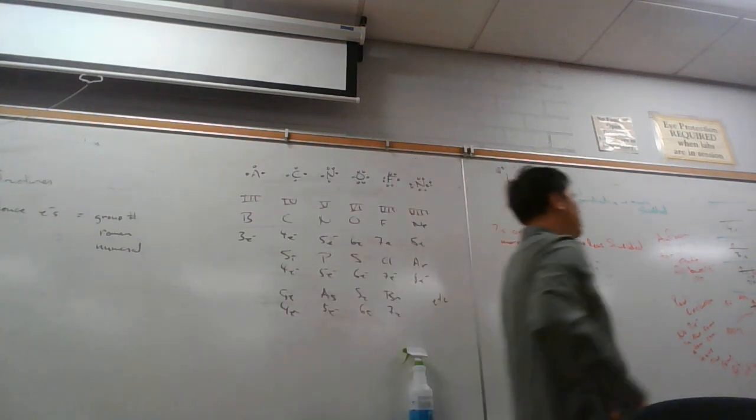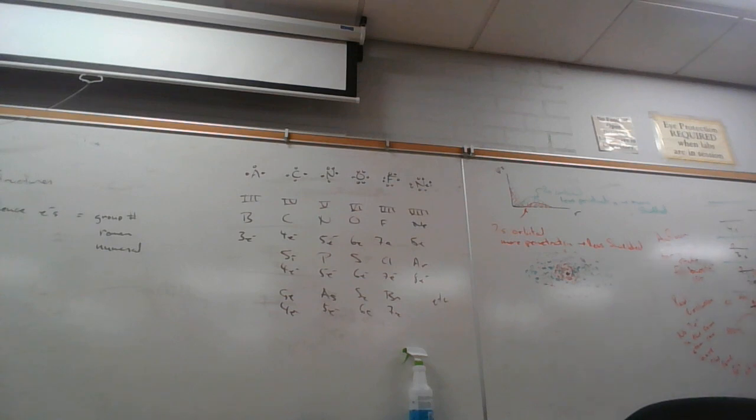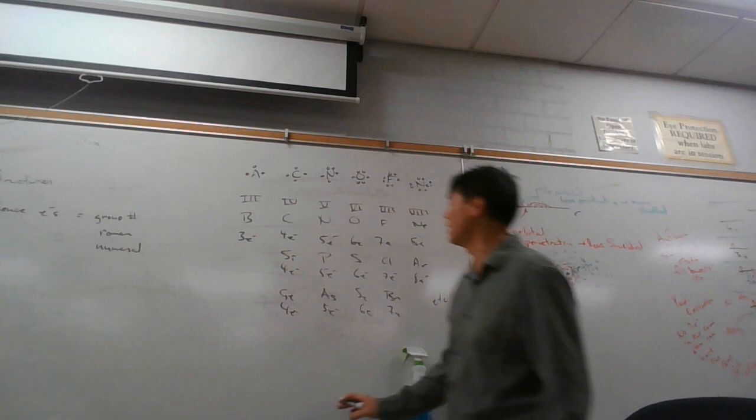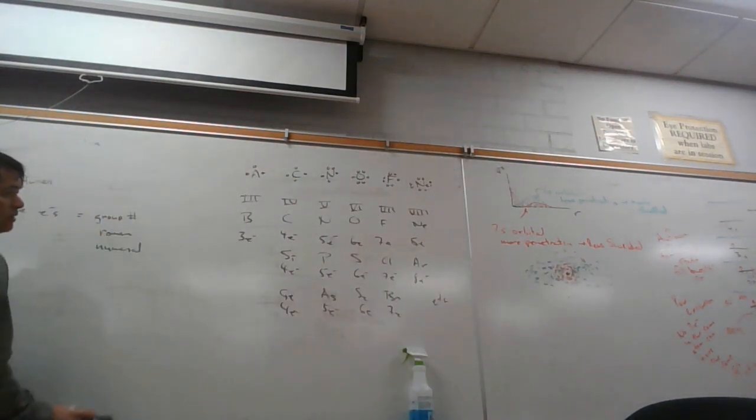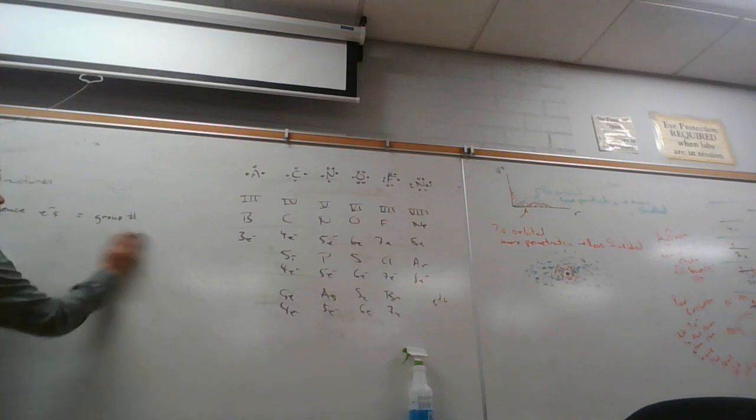Neon fills the second shell. To fill the second shell, we'll need 8 electrons. To fill the third shell, we'll need 8 electrons. To fill the fourth shell, how many electrons do we need? To fill the fourth shell, we need 18 electrons. But even with the 18, well, we'll talk about that more later.